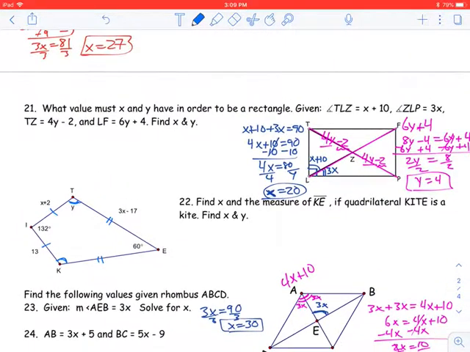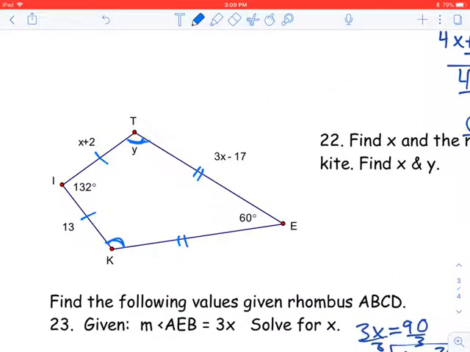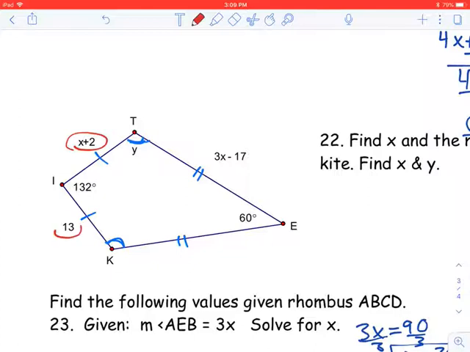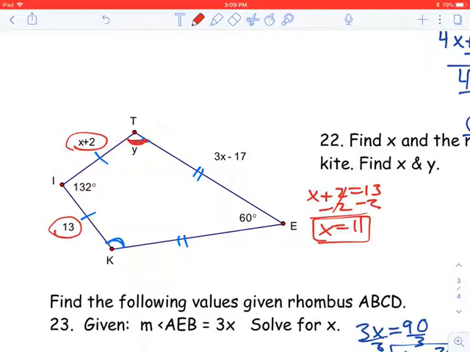Okay, so in this case, I can use a lot of that to my advantage to find x and y. So to find, for instance, x, I know these two are congruent. Okay, so x plus 2 equals 13. Subtract 2, x equals 11. Easy. Now to find y, I know this up here is y, which means this is also y.